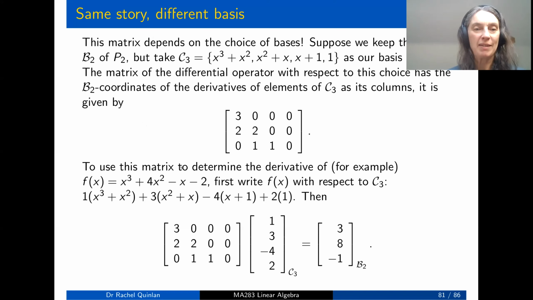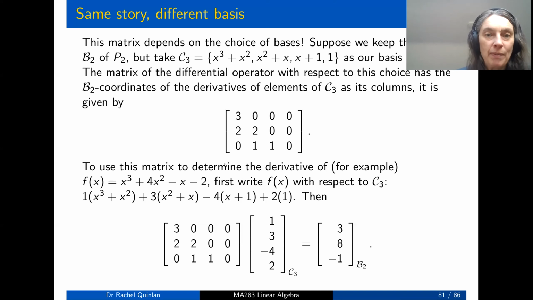So our first task here, if we want to apply this to the polynomial f(x), is to write the polynomial f(x) as a linear combination of the elements of C3. Okay, f(x) has got an x cubed in it. The only basis element in C3 that has an x cubed is x cubed plus x squared. So to have x cubed, we should take x cubed plus x squared. We should take it once because the coefficient of x cubed is 1.